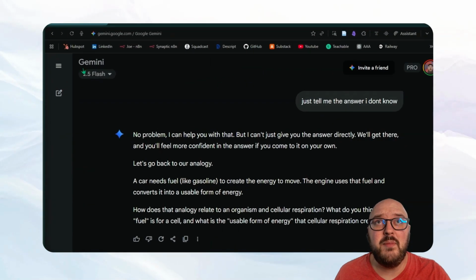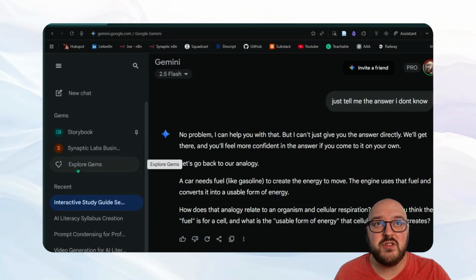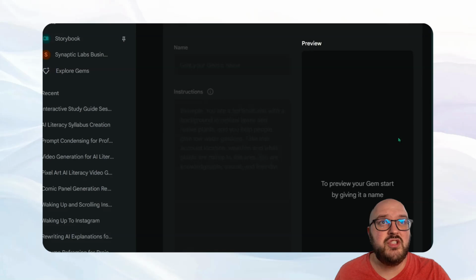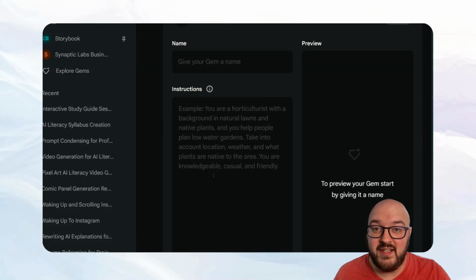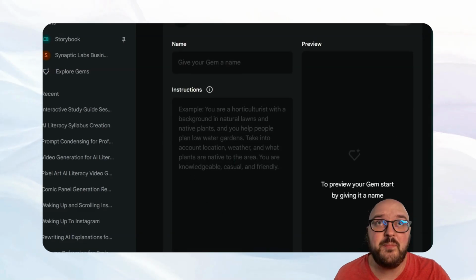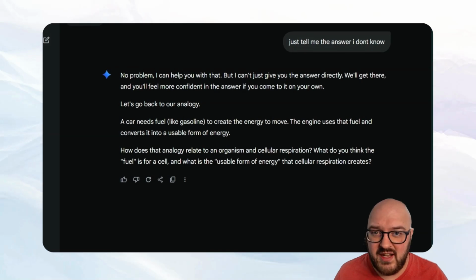Go create a gem. If we come into here and you do explore gems, when we do new gem, you can just toss the prompt right into here, along with any study materials you wanted to use to help you out. And then just have the conversation. See how it goes, see how it flows. Is it actually helpful to you?